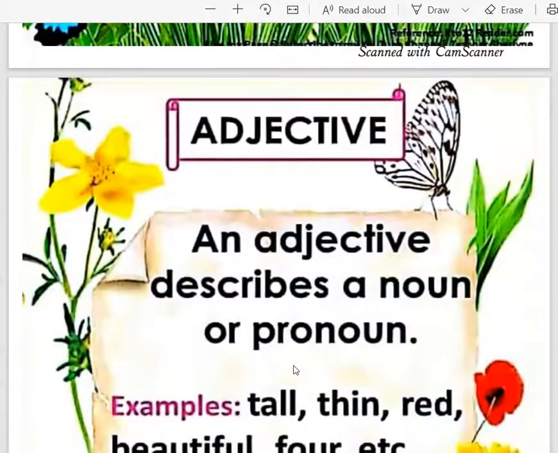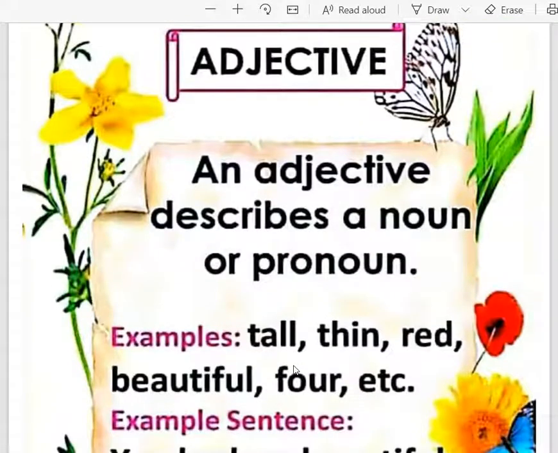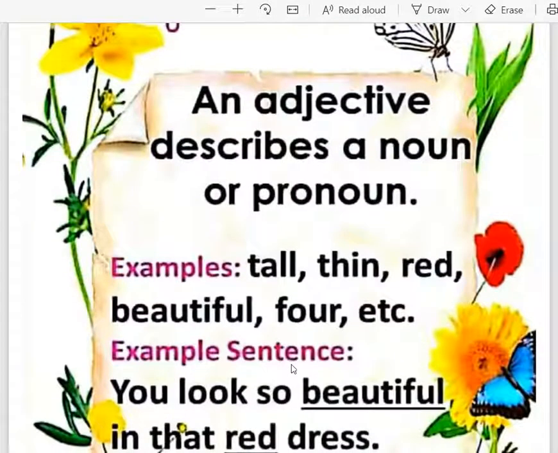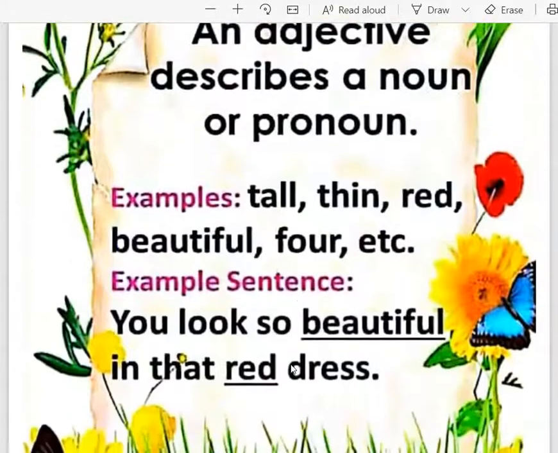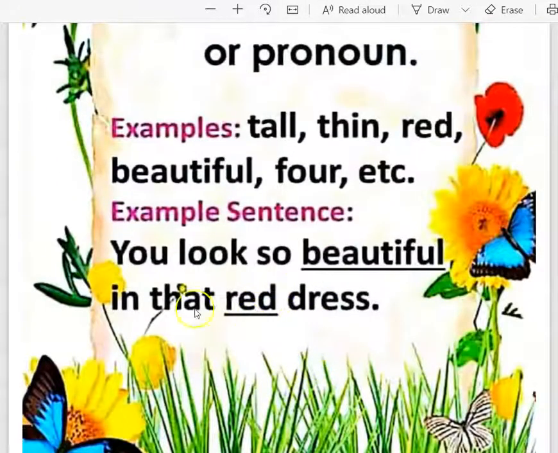Now let us go to adjective. Adjectives are all describing words are called as adjectives. An adjective describes a noun or a pronoun. Anything which describes the noun or the pronoun is called as an adjective. Adjectives examples are tall, thin, red, beautiful, etc. For example, you look so beautiful in that red dress. Now we have described you as how do you look? You look beautiful. And what is the color of the dress? The color of the dress is red. Okay, so we have described the dress as red, and we have described you as beautiful.